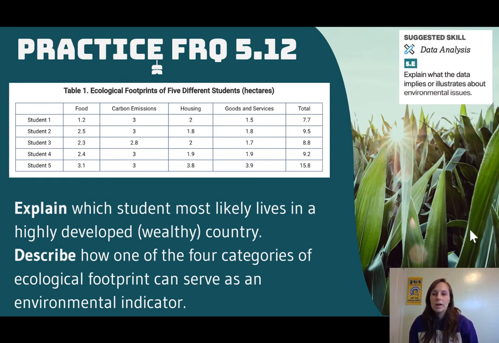So what I want you to do is for practice FRQ 5.12, I want you to look at this chart here. We're going to be practicing the suggested skill of data analysis. I want you to look at these 5 students and explain which student most likely lives in a highly developed, aka wealthy, country. And I want you to describe how one of the 4 categories of ecological footprint, which you can see these 4 listed up here on the top, can serve as an environmental indicator.